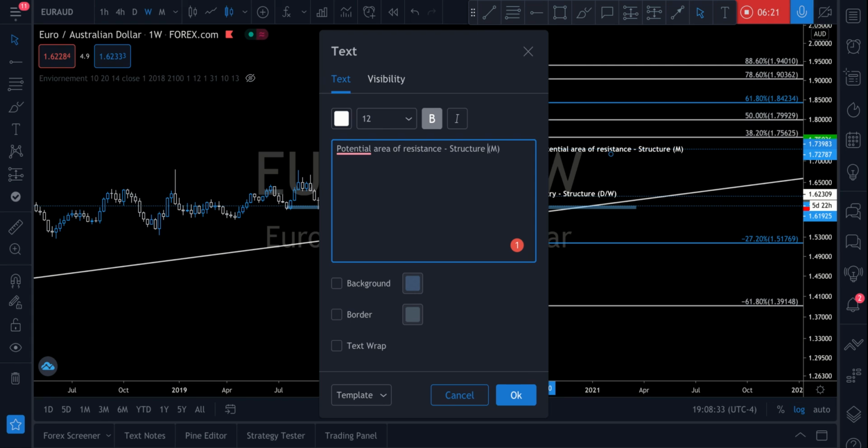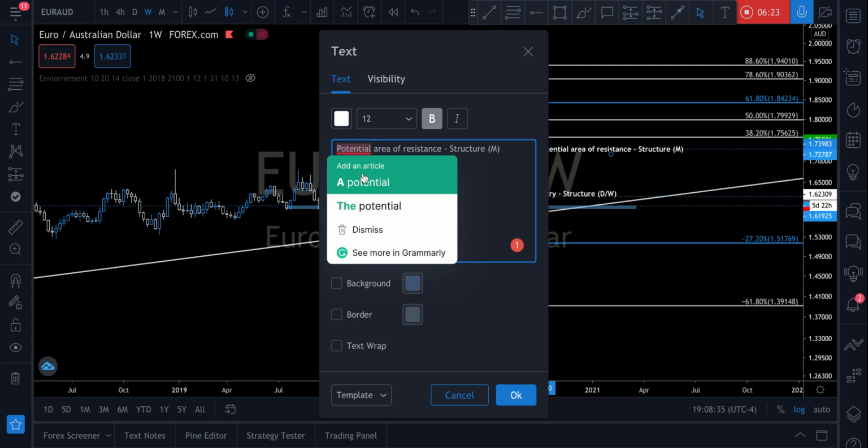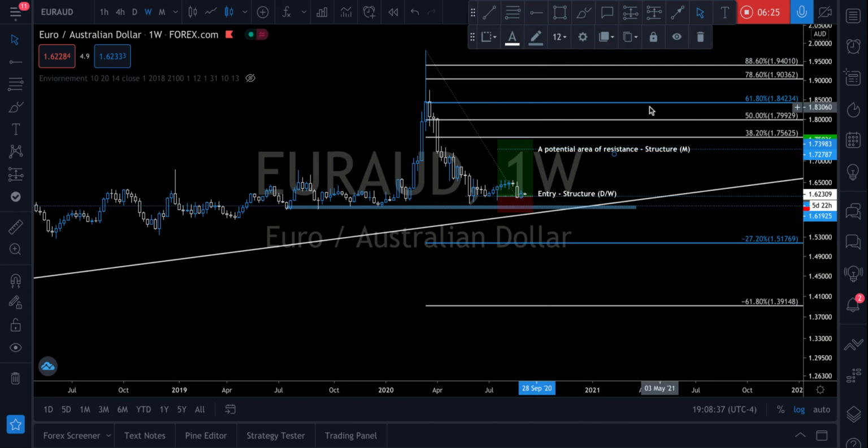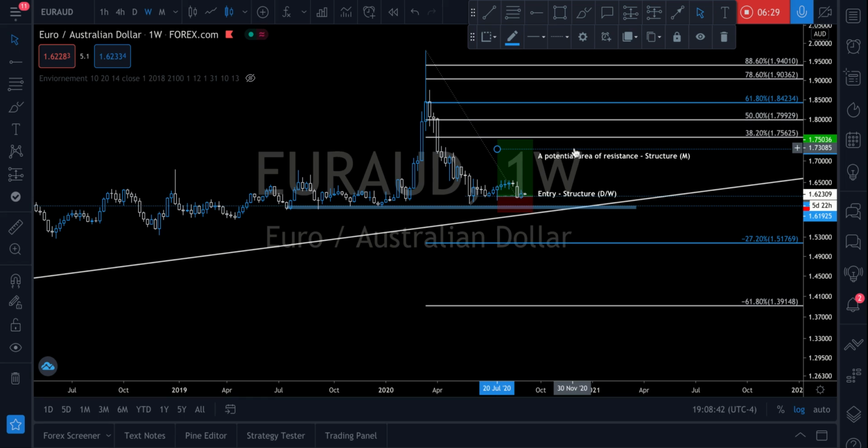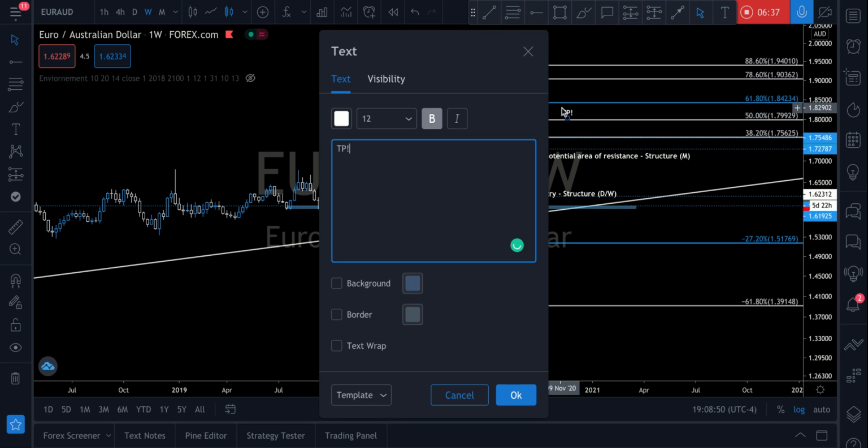Structure. But I'm going to add our TP definition right here as well. So we'll do TP1, and that's going to be the 38% leg at least.